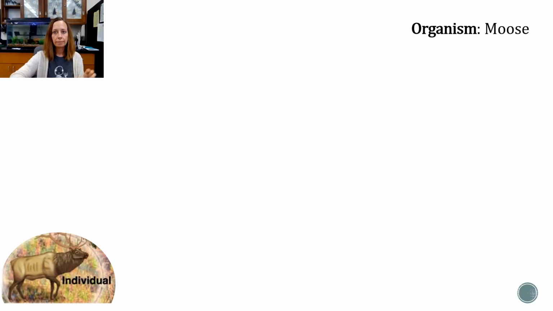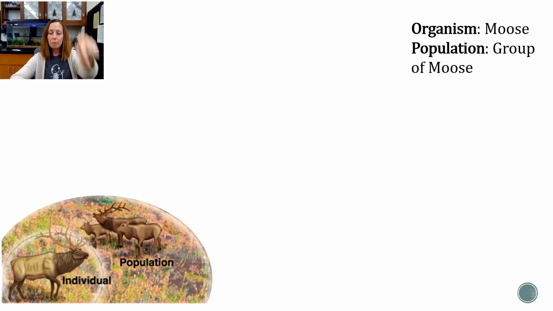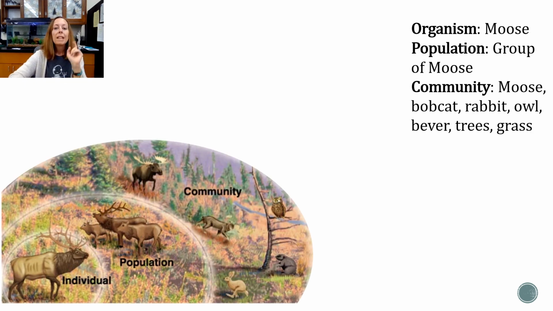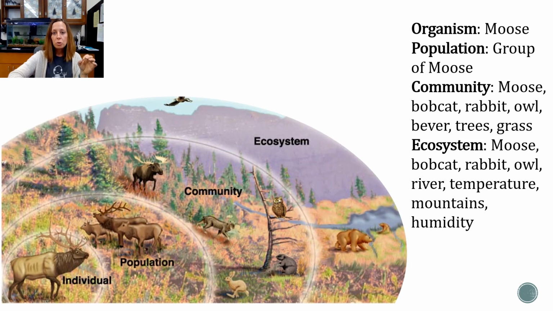Next. So we're going to look at each of these getting bigger. So here I have a moose. That's our organism. Now I have a population, which is a group of moose together, right? Moose, meese, mice. Then I get my community, and that's going to be the moose and the bears and the bobcat and the owl, right? After my community, I go up to my ecosystem.